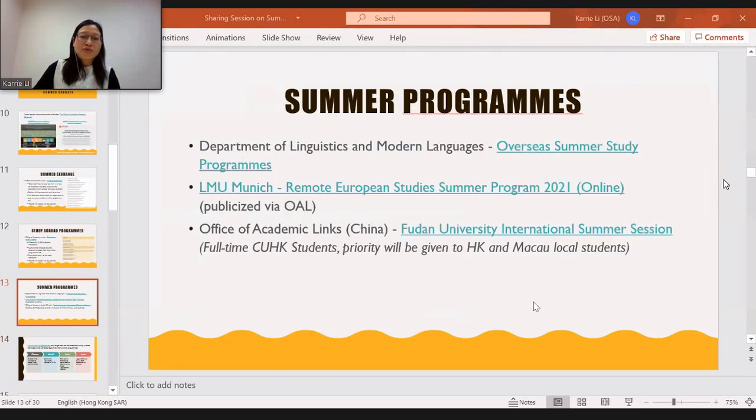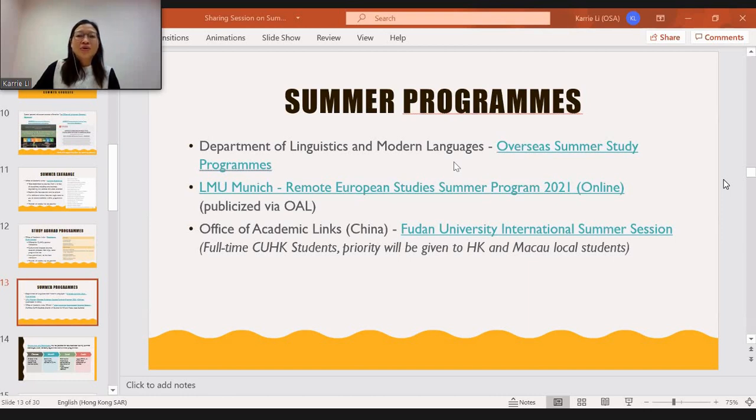For other summer programs, you can check the website for details and see if you are interested. And if you are interested, you can apply. But I want to particularly draw your attention to the first one, which is publicized by the Department of Linguistics and Modern Languages.